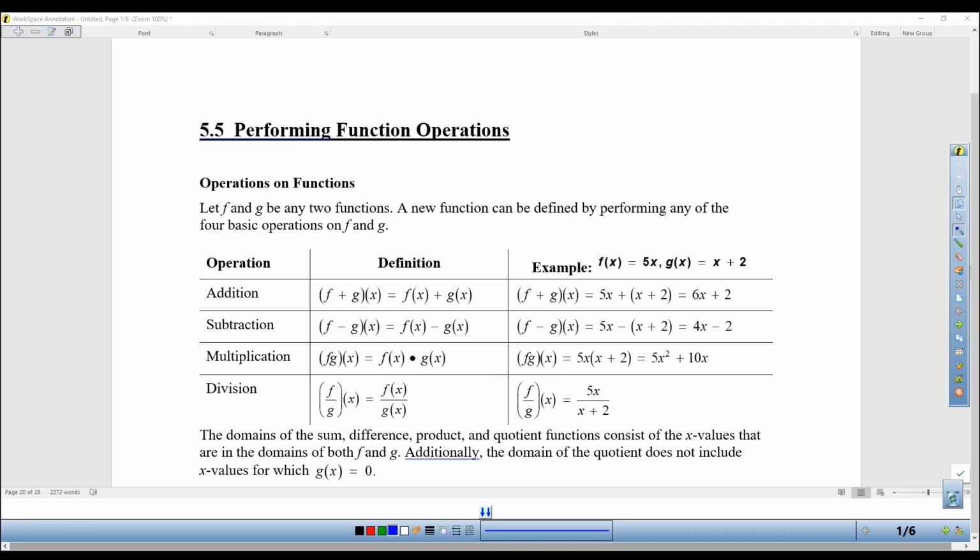Hello, everyone, and welcome to section 5.5 of Algebra 2. This is performing function operations. You're going to love this section. It's very straightforward after we just learned the new notation.